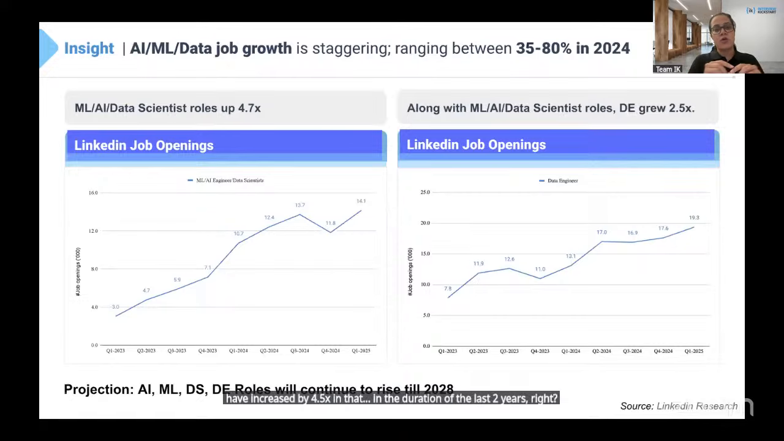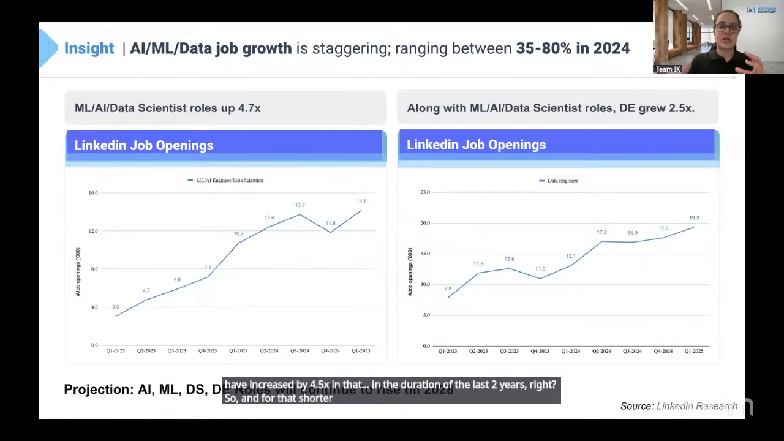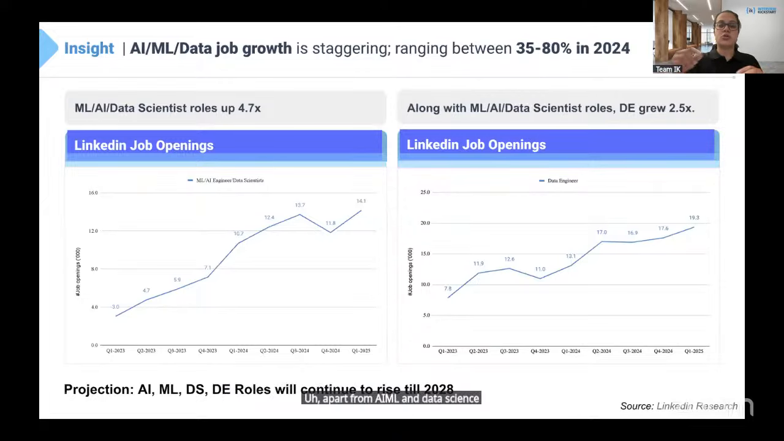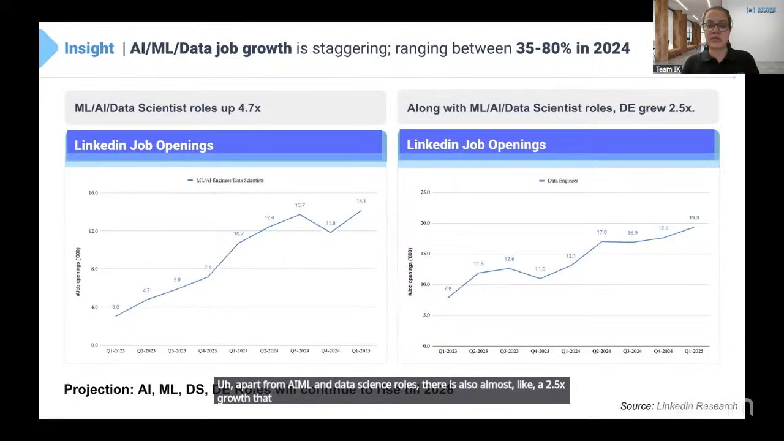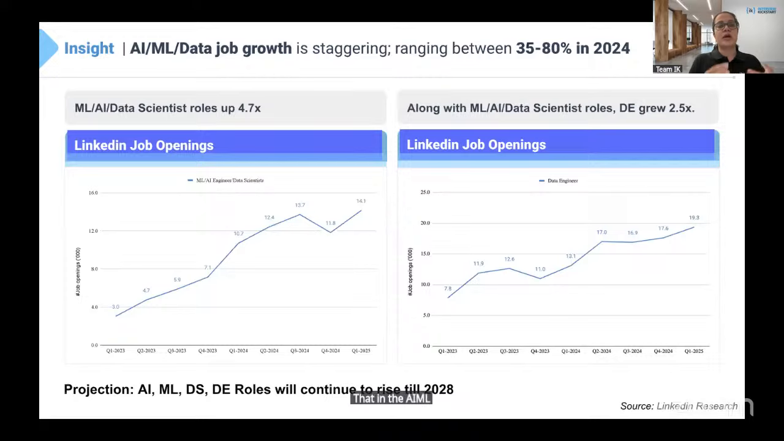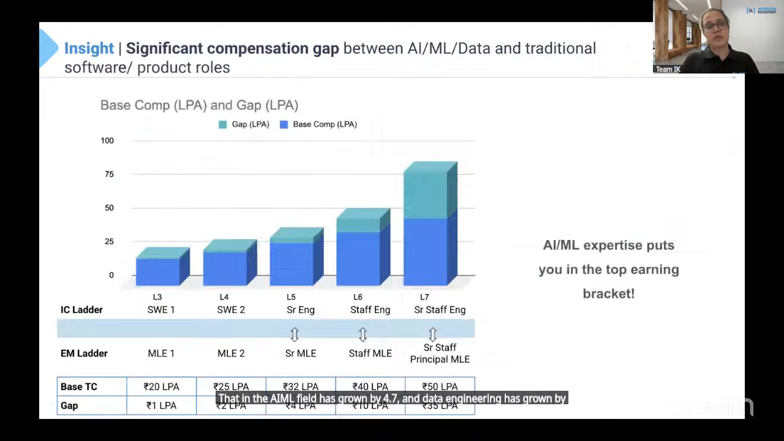So, and for that shorter duration, it's a massive increase. Apart from AI, ML, and data science roles, there is also almost a 2.5x growth that the data engineering role has seen. So job openings, I'm talking about job openings that you see on LinkedIn, in the AI, ML field have grown by 4.7x and data engineering has grown by 2.5x.